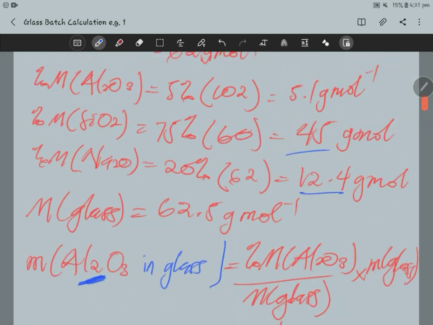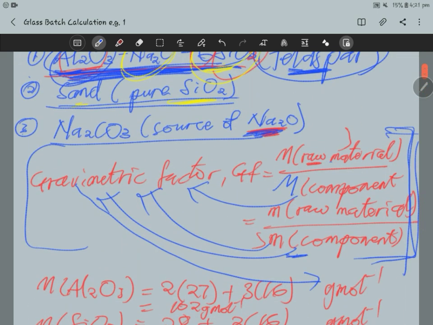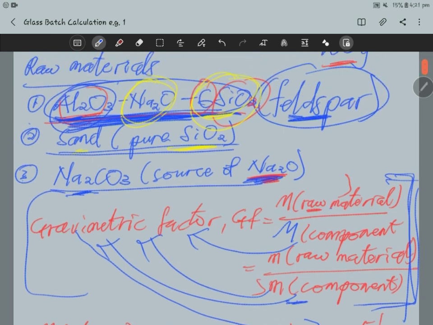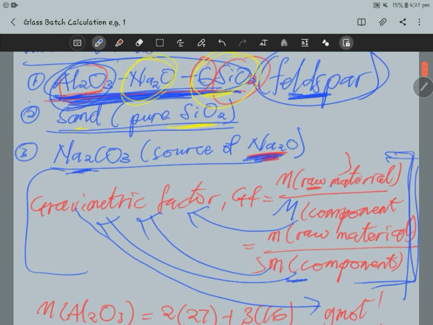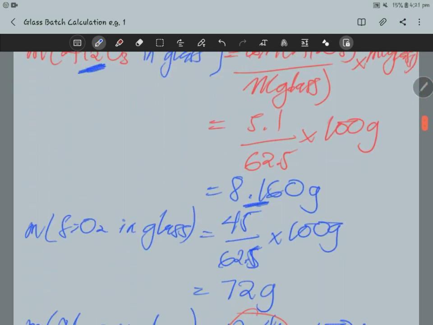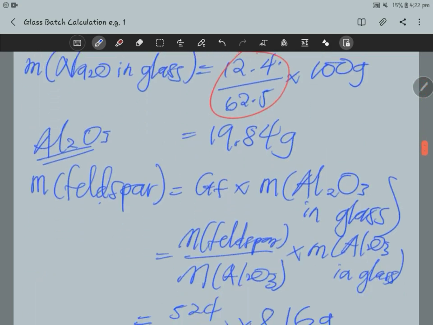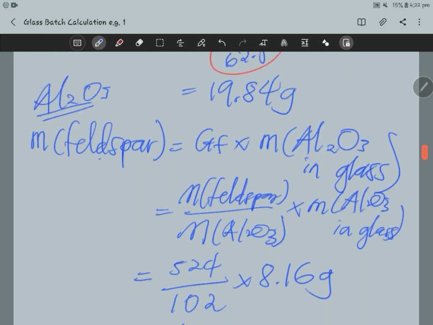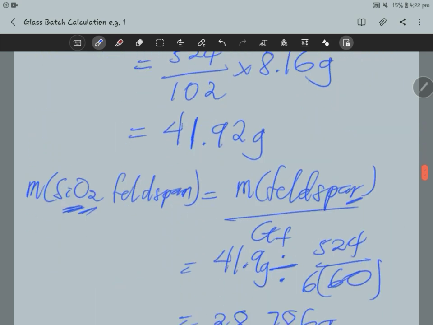What do you think? Because the question is saying that we are not adding Na2O, we are adding what? Na2CO3, right? So here is where we have to find the mass of the Na2CO3 that we must add, right? But then we already have a particular contribution of the Na2O from the feldspar, right? So to see the amount of Na2O that we need more, the extra that we need, we just do some subtraction.